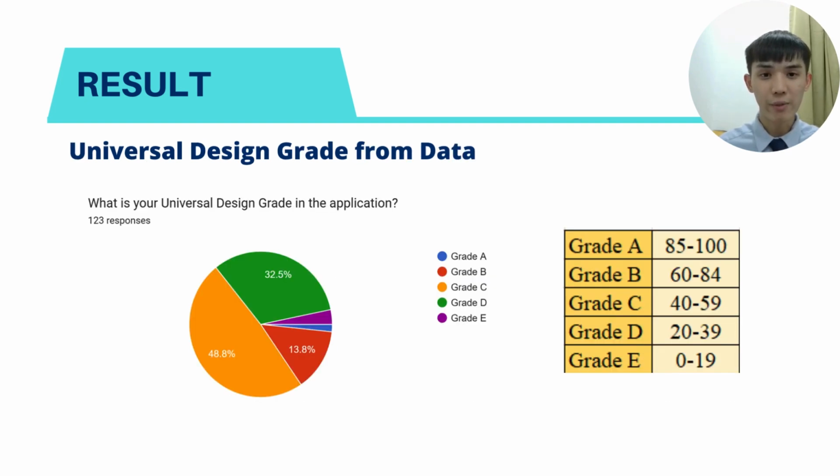Before we go to the conclusion, I would like to show you the last result I got from the data, the universal design grade from the 123 responses. We can see that most of the buildings in Malaysia are getting only grade B, grade C, and grade D. And most of them are not getting the certificate of universal design building.